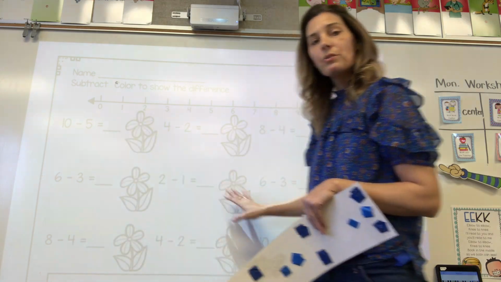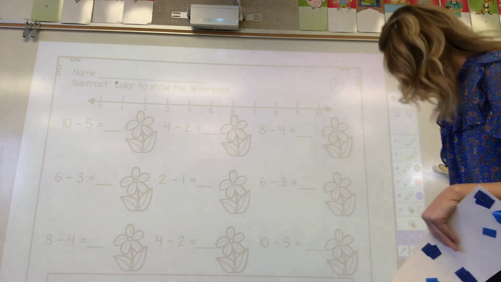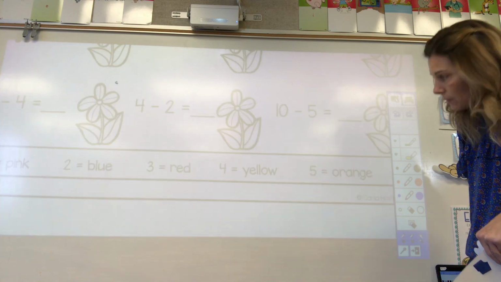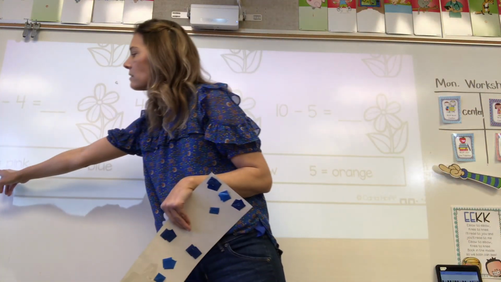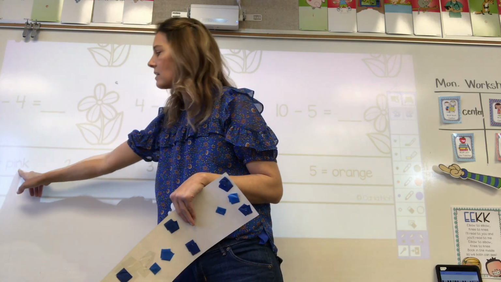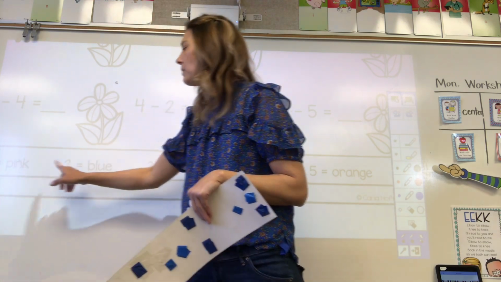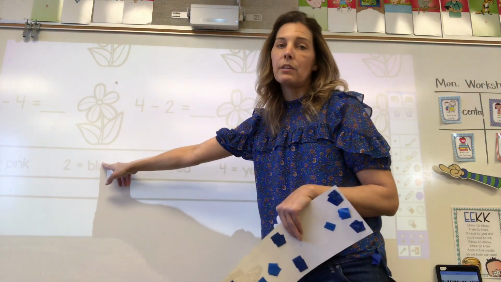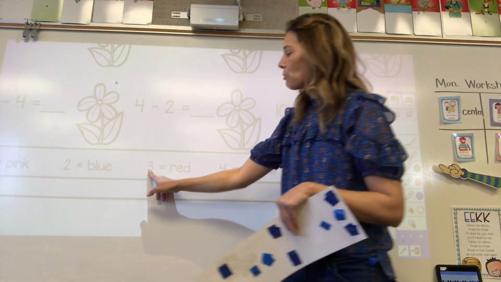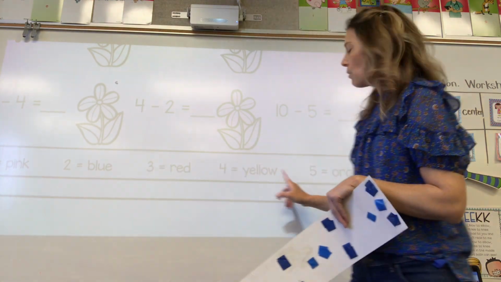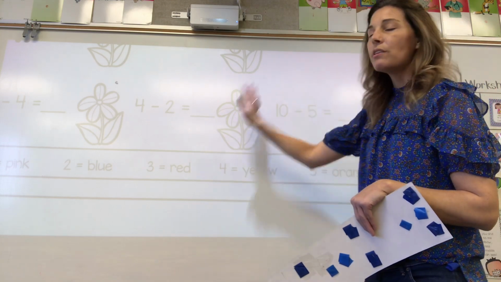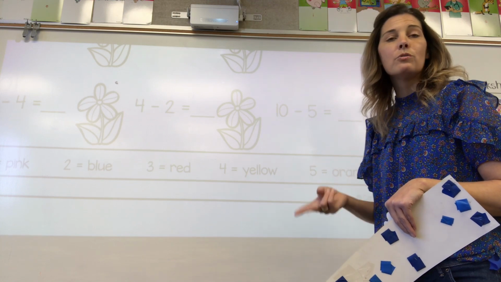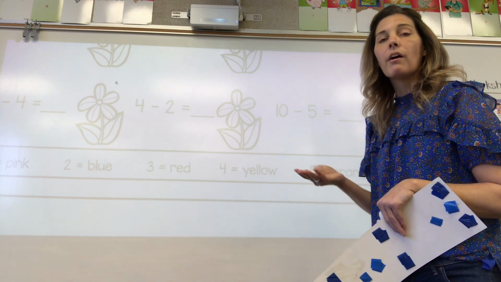Then once you've answered all of the problems, when you go to the bottom of the page, there's a little code. So if you have an answer or a difference of 1, it's going to tell you what color to color your flower. If you have an answer or a difference of 2, it's going to tell you what color your flower should be. Or 3, 4, or 5. So in all of your problems, you know your answers or your differences are either going to be a 1, 2, 3, 4, or 5.